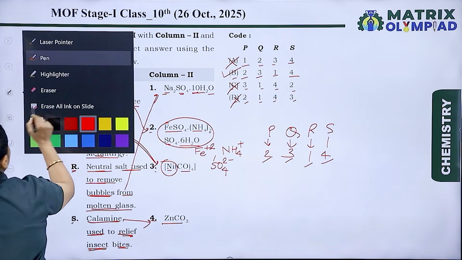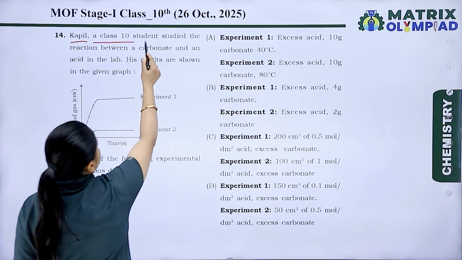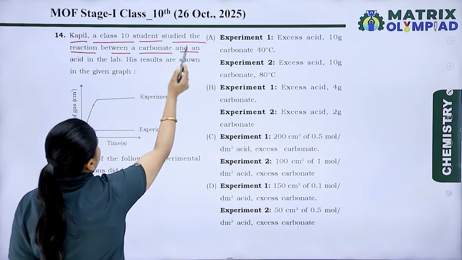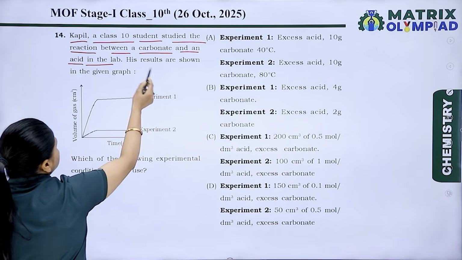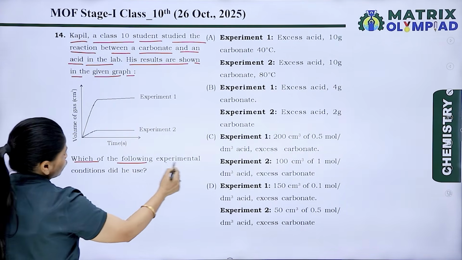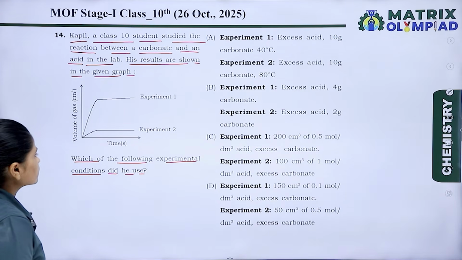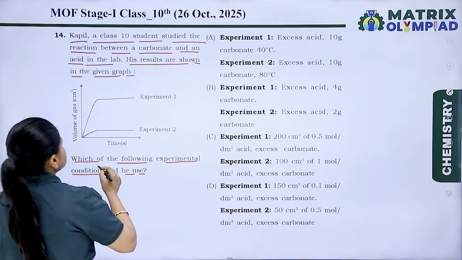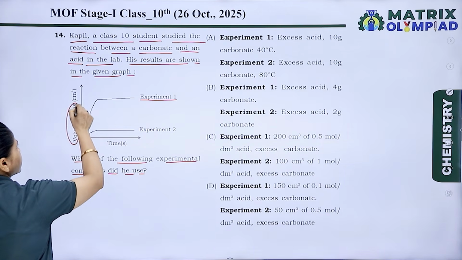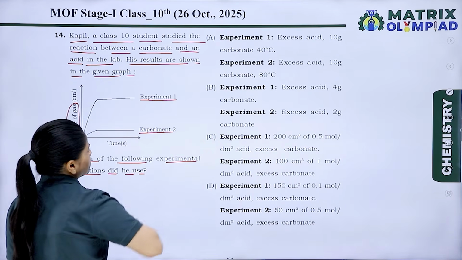Now the next question is, Kapil, a class 10th student, studied the reaction between a carbonate and an acid in the lab. His results are shown in the given graph. Which of the following experimental conditions did he use? Let's see the graph. According to the graph, we can see that in experiment 1, the volume of gas produced is more as compared to experiment 2.